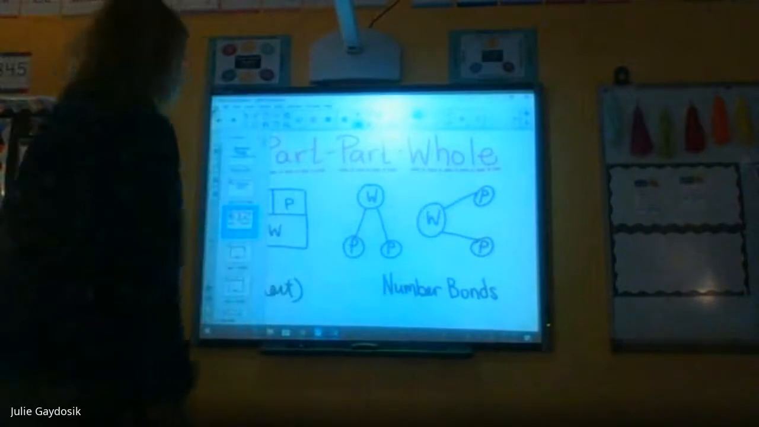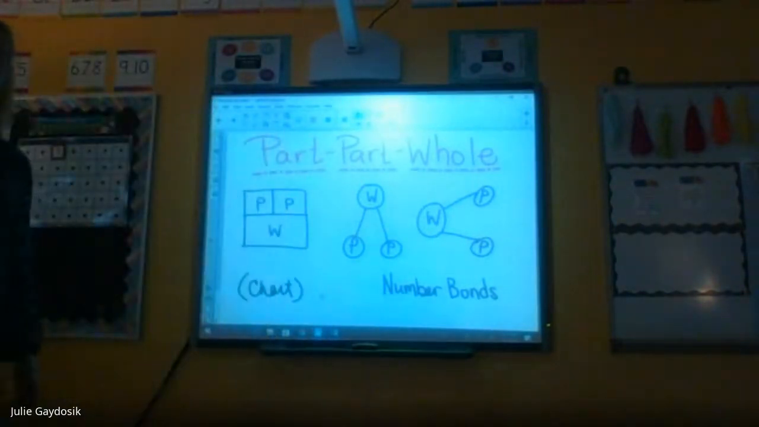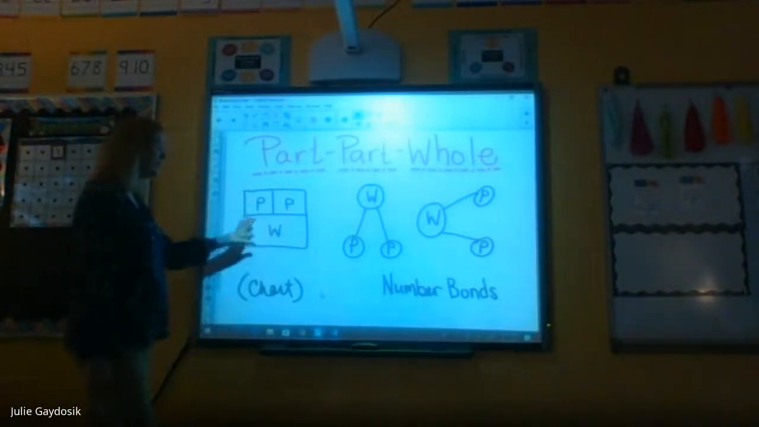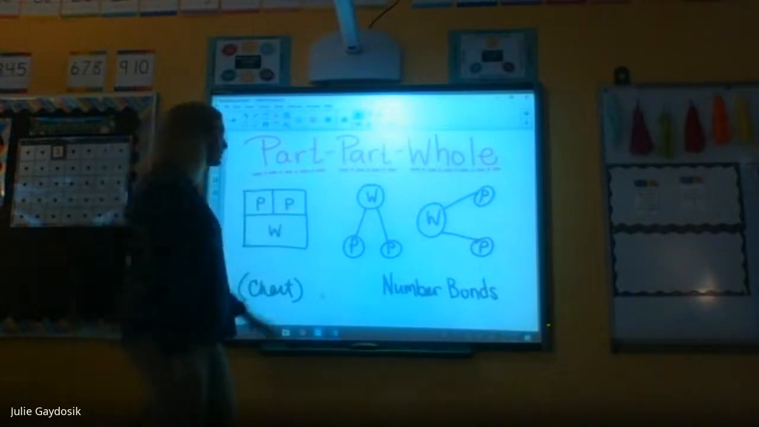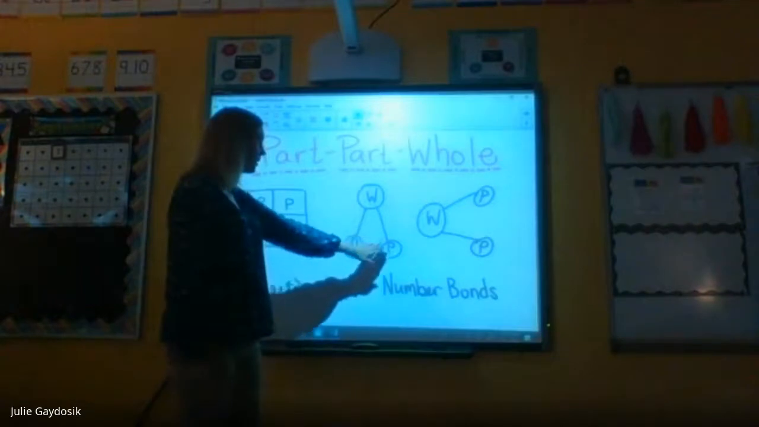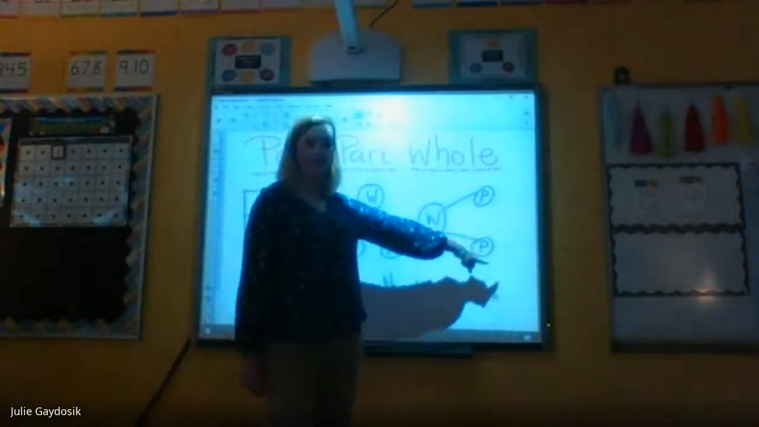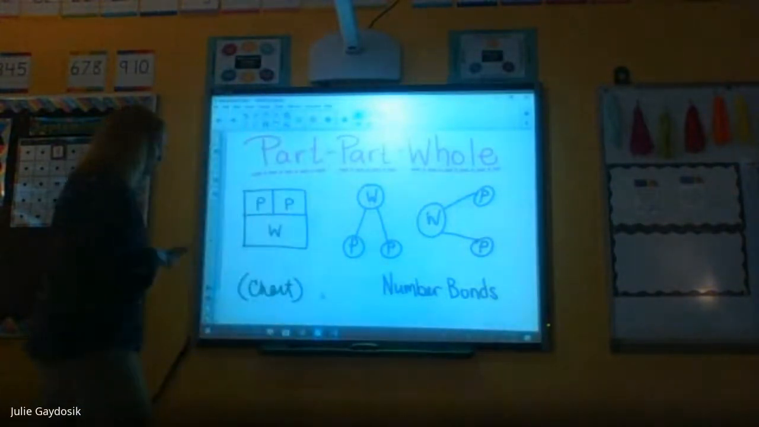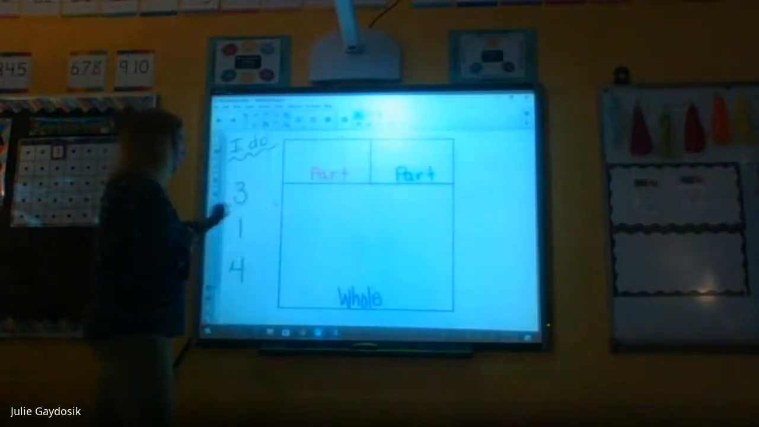This is called part whole. Now you might have seen some of these different charts. You can use this chart here, which has the whole, either on the bottom or the top, and then the parts kind of split it. Then there's also part whole in a number bond, which is another way you can write it as well. We're going to be focusing more on this chart today, okay? So we're going to go over this.